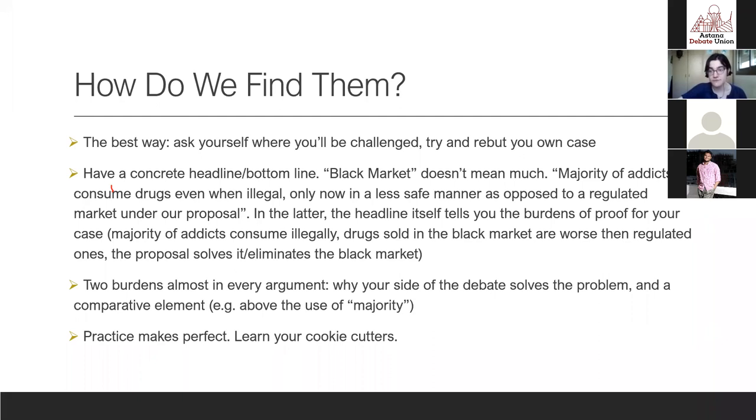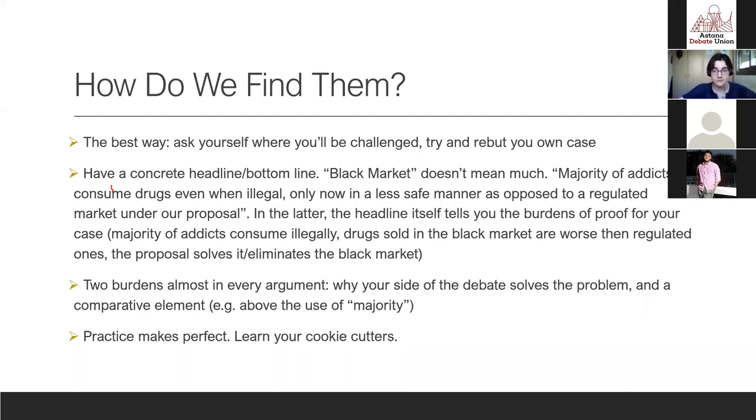Another advantage of using this bottom line rather than the simple black market is that this bottom line already has within it what our burdens are. It says we need to prove that the majority of the addicts will go there. It means that we need to show that drugs sold in the black market are significantly worse than the ones in the legal market, and that our proposal solves it or eliminates the black market. So the key thing here is often, to find our burdens of proof, we want to ask ourselves not only what is the argument, not what we need to prove for the argument to stand, but what do we need to prove for the argument to win.